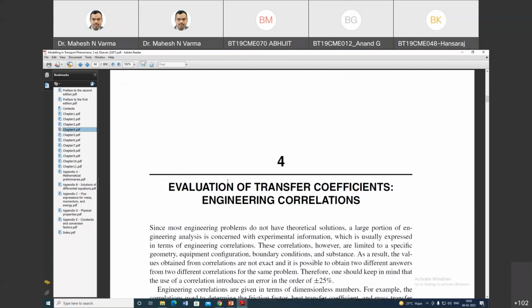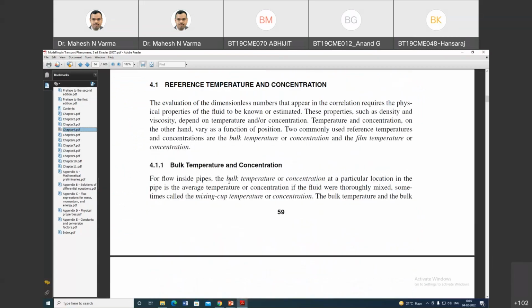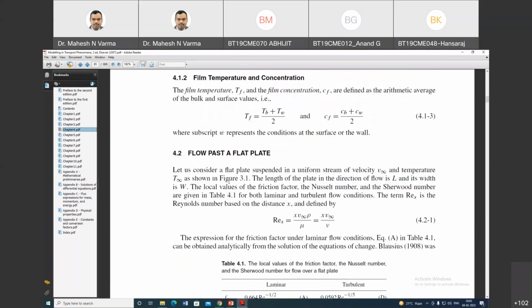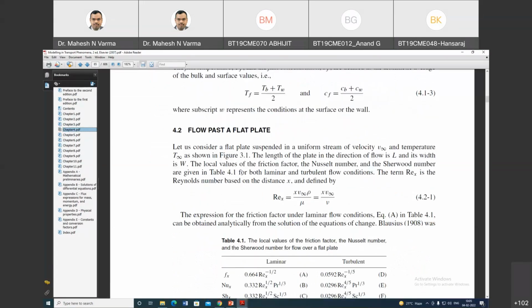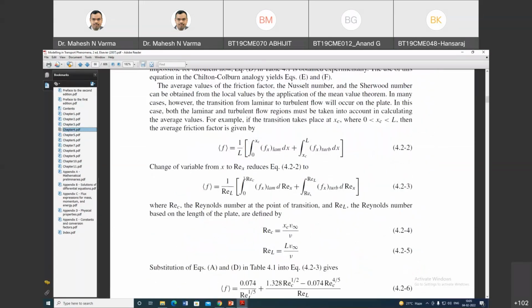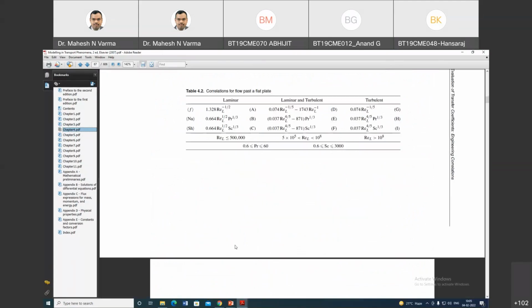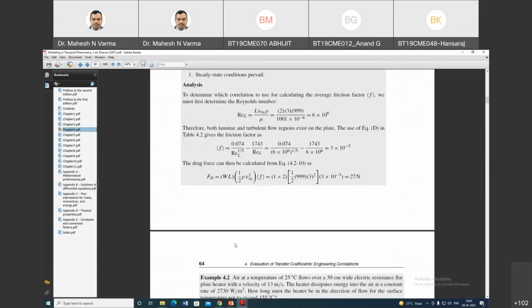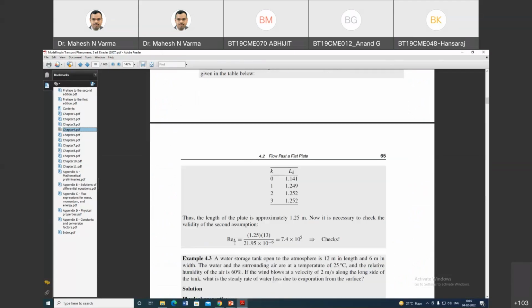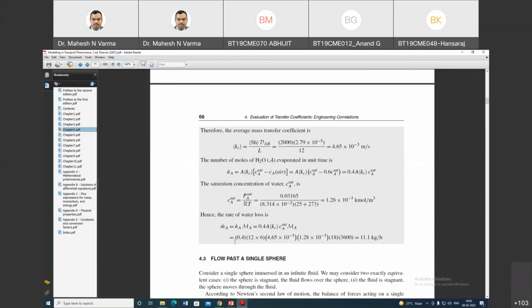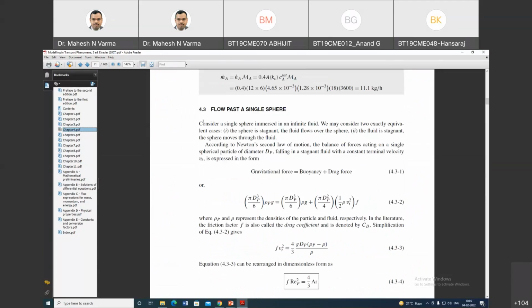This is chapter number 4. We have already discussed the initial 4.1 and 4.2. These are the engineering correlations we discussed for flow over a flat plate, and these are the problems we have solved. Now what you need to do is study the remaining part, the estimation using engineering correlations.